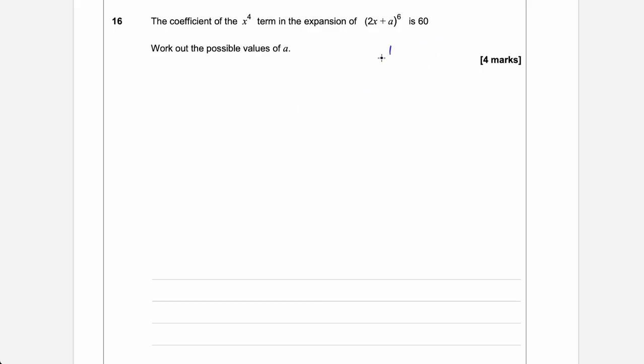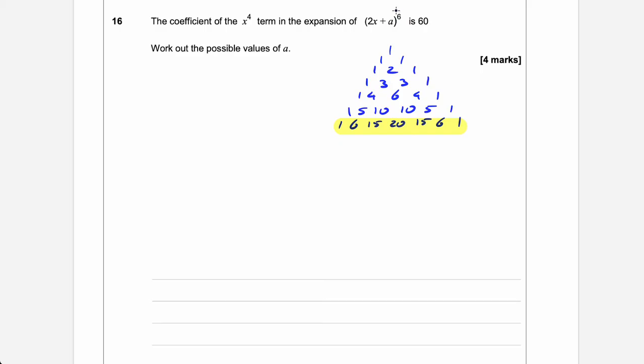It is 1, 1, 1, 1, 2, 1, 1, 3, 3, 1, 1, 4, 6, 4, 1, 1, 5, 10, 10, 5, 1, 1, 6, 15, 20, 15, 6, 1. This is the one I want, guys, because it has my 6 here right after the 1, and this is to the power of 6 here.